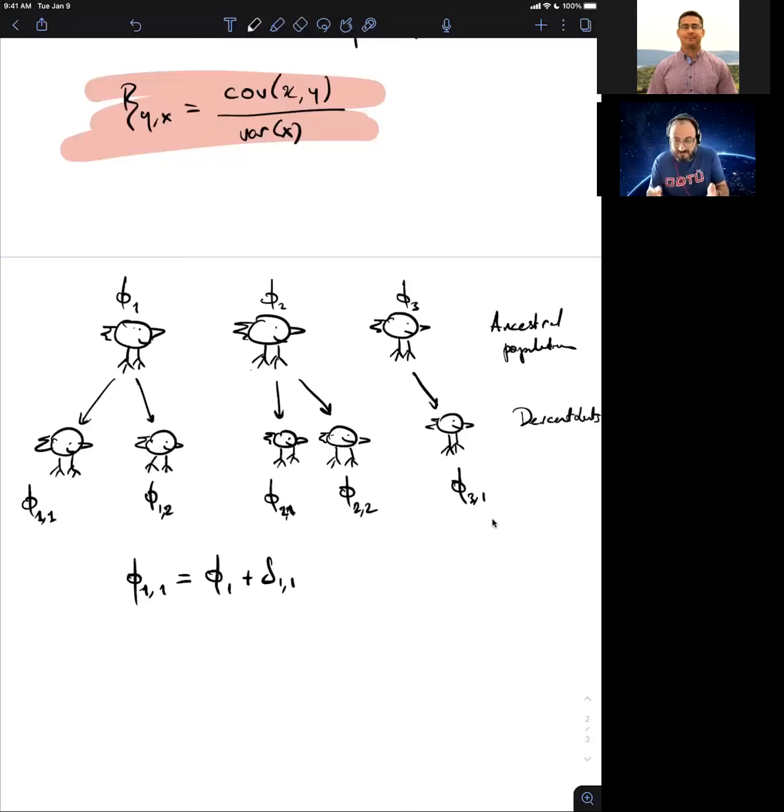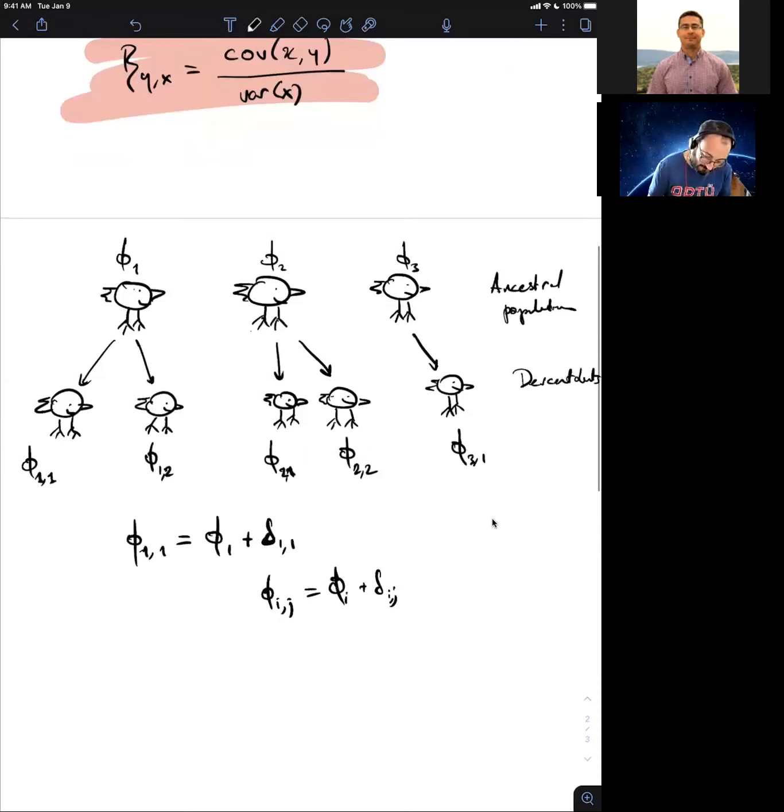And we can always do this if you think about it, because you can always define delta as the difference between phi 1,1 and phi 1, which you both measured. Then delta 1,1 is just the difference between them. So phi 1,1 is phi 1 plus delta 1,1. More generally, phi ij, the jth descendant of the ith ancestor, is phi i plus delta ij. So this is just notational convenience.